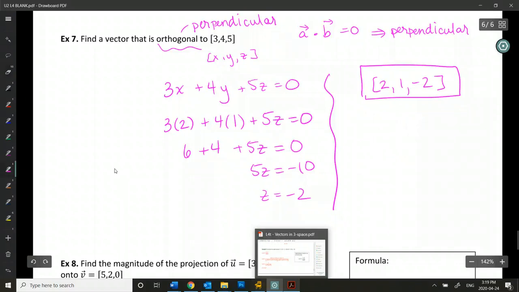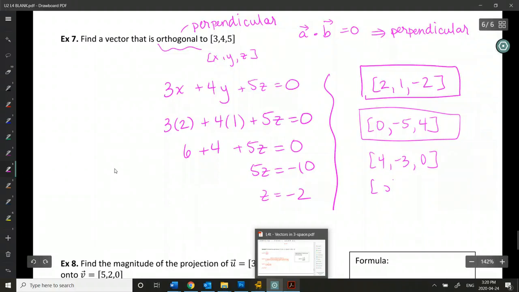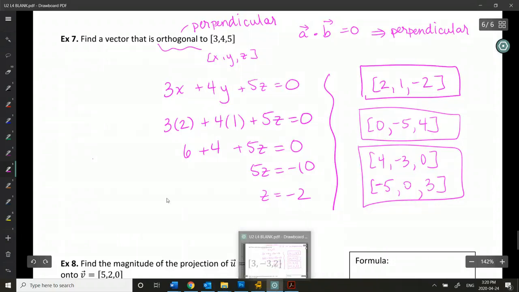Let's say you swap 4 and 5 and make one of them 0. Okay, that will also produce another orthogonal vector. So the other one that we did was this one. You can also swap 3 and 5 if you want and make one of them negative. Those are really quick ways to generate orthogonal vectors. So these are also orthogonal vectors. Lots of different answers.